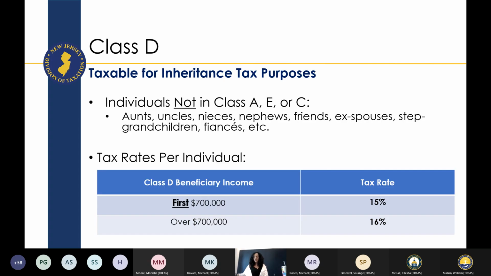Okay, so now we're going to go to the Class D beneficiaries. Basically, this covers everyone else who has not been accounted for as of yet. So it's going to be any of your distant relatives, aunts, uncles, nieces, nephews, cousins, your ex-spouse. Once you're divorced, you are no longer a Class A, you are a Class D. Even if you have a great relationship with them, you're a Class D. Step-grandchildren, remember I said that before, and people who are fiancés. Unfortunately, like I said, if you're living with someone but you're not married, even if you are a fiancé, you are still going to be a Class D.